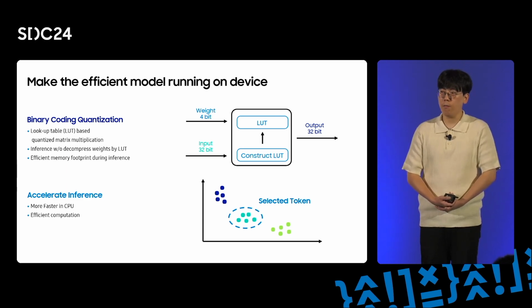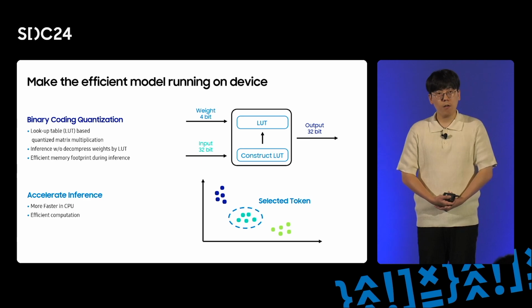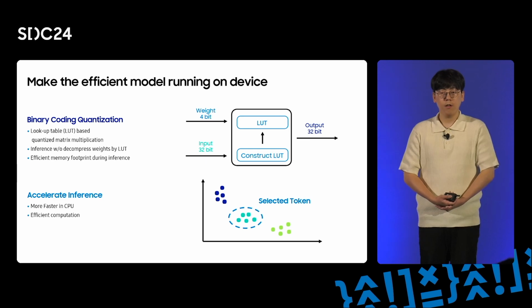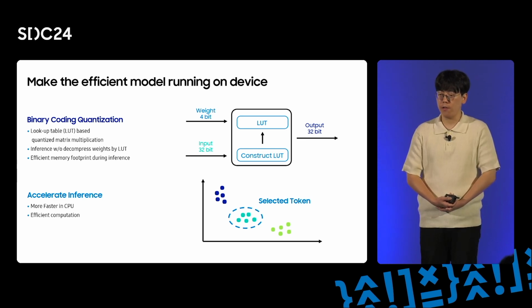through indexing operations. We can also calculate matrix computation using the compressed weight. This means we don't need to decompress the weight during inference time, so we can conserve both decompression costs and memory usage.